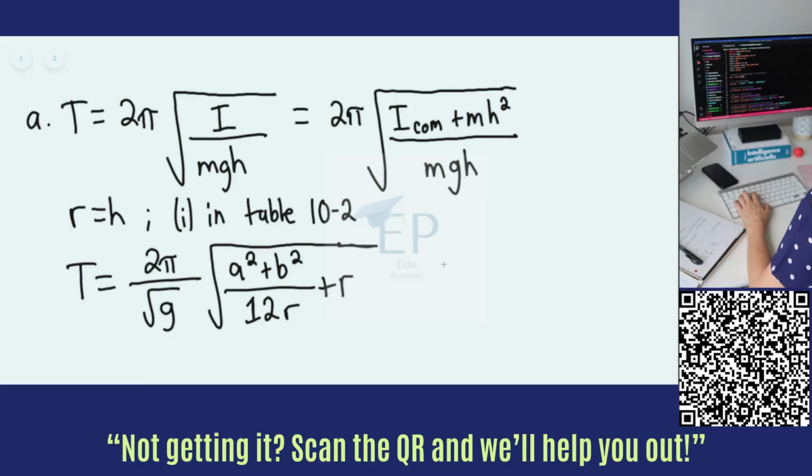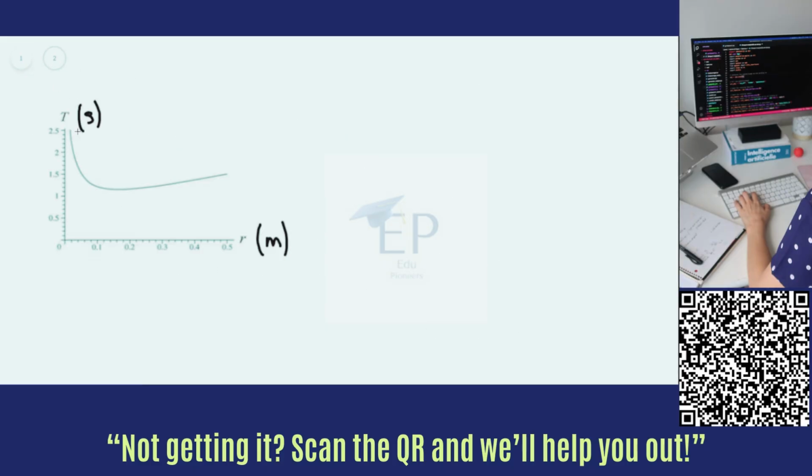So this would be our plotting T versus r, and we're going to use an a value of 0.35 meters and a b value of 0.45 meters. After plugging this in and then plotting, this would be the plot. This would be the period in seconds, this would be r in meters, and this would be what the plot should look like.